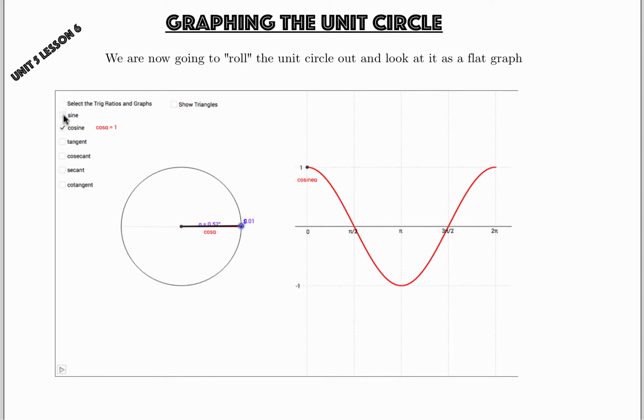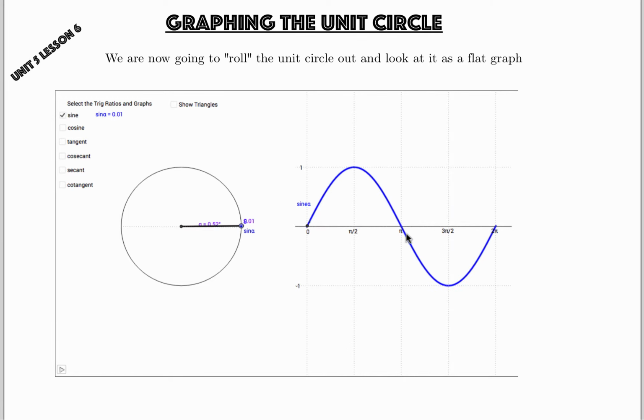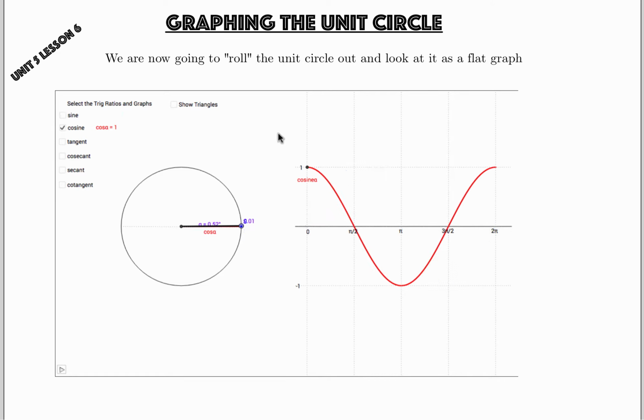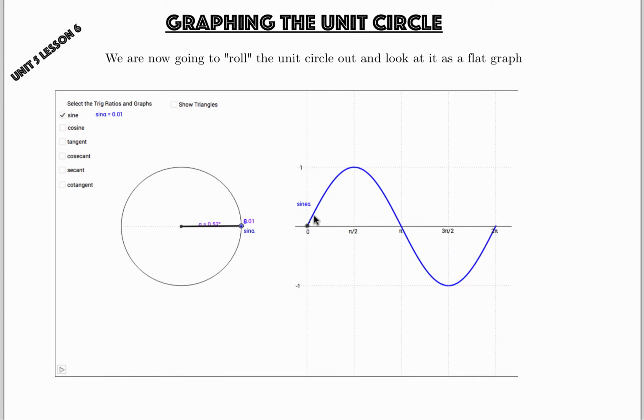So remember, I say this: a sine wave is a hill followed by a valley, and a cosine wave is just a big valley. If you really want to boil it down, this looks like the letter C for cosine, and this looks like the letter S for sine. Just making it as simple as possible.